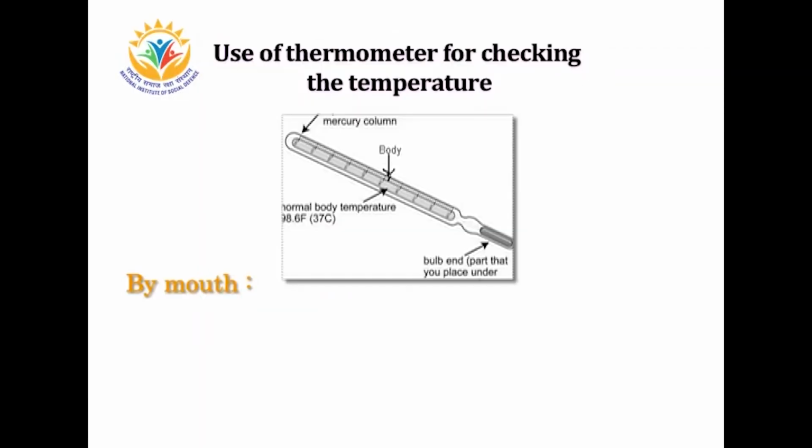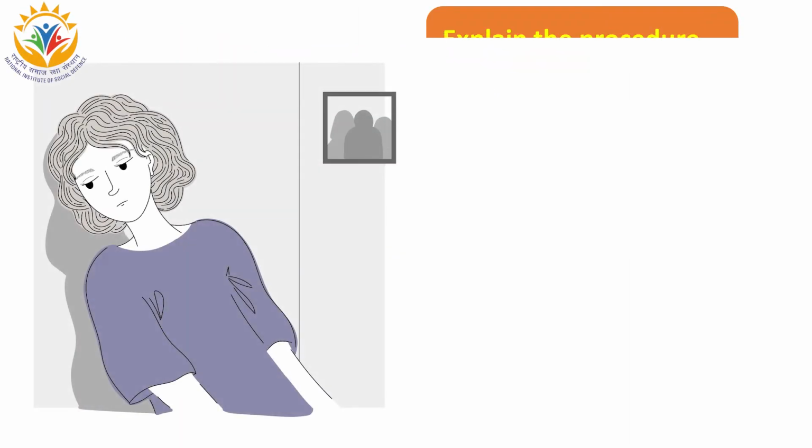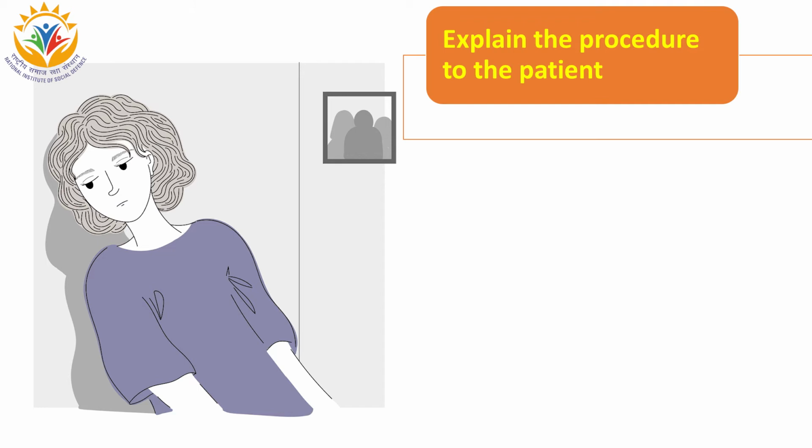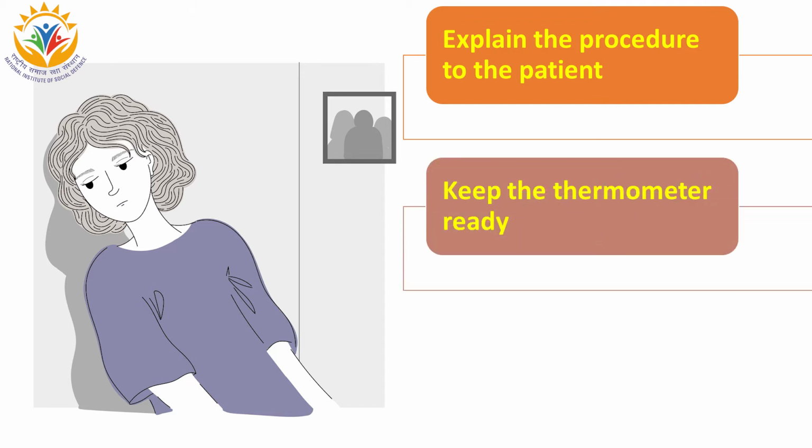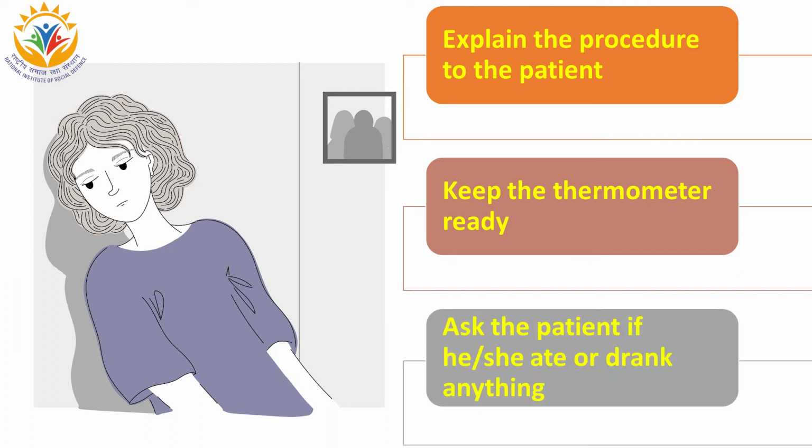How to use the thermometer for checking temperature? First method is by mouth. Let us see how to do the procedure of taking temperature by mouth. First of all, explain the procedure to the conscious patient. Second, the thermometer and the cotton swab should be ready and kept in a tray. Ask the patient if he has eaten or drunk something through mouth.